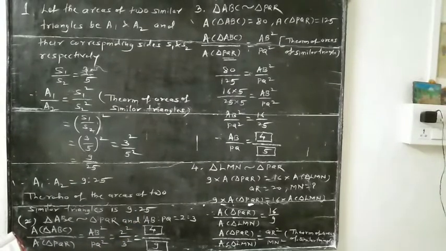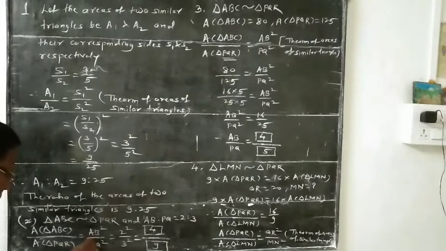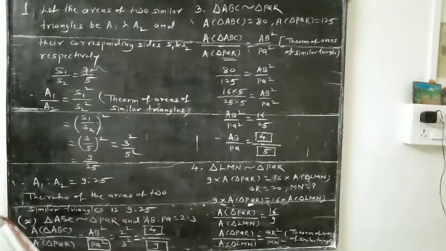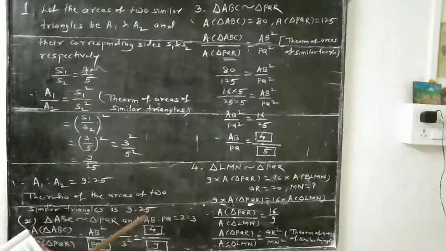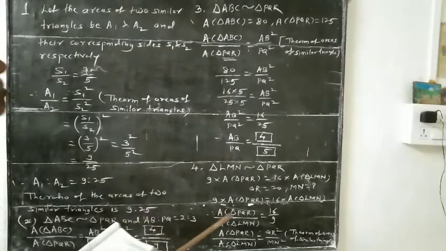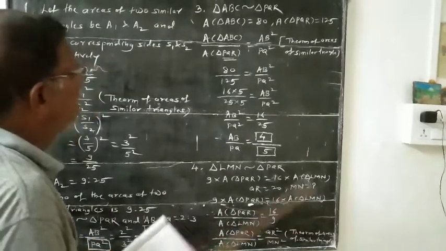In the second example, triangle ABC is similar to triangle PQR and AB to PQ is 2:3. Then fill in the blanks. Area of triangle ABC upon area of triangle PQR is equal to AB square upon, in this box, write PQ square. Here AB is given 2, so 2 square, and PQ is given 3, so 3 square. So 4 upon 9.